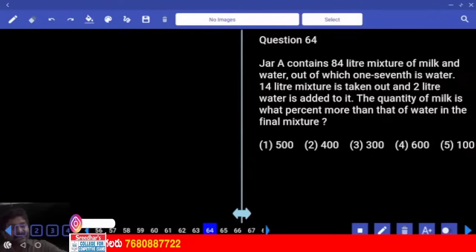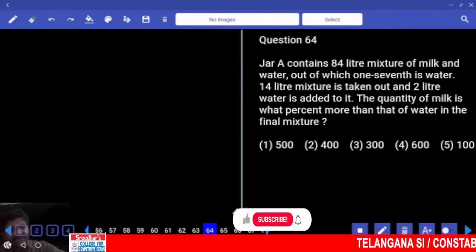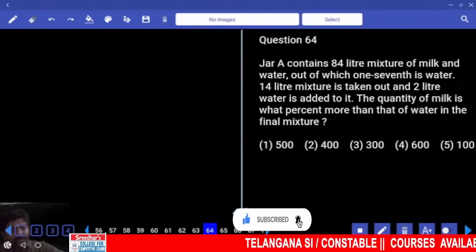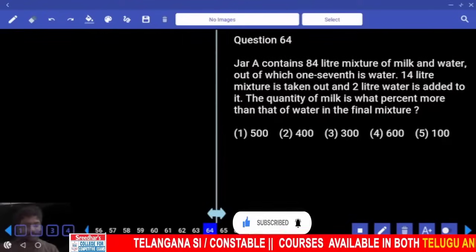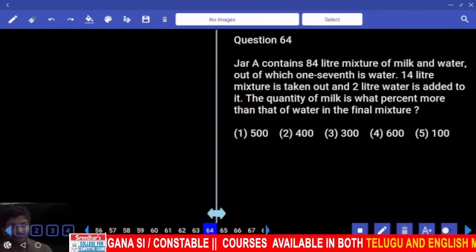Jar A contains 84 liters of mixture of milk and water, out of which 1/7 is water. 14 liters of mixture is taken out and 2 liters of water is added to it. The quantity of milk is what percent more than water in the final mixture? We have to calculate because it is about percentage comparison.